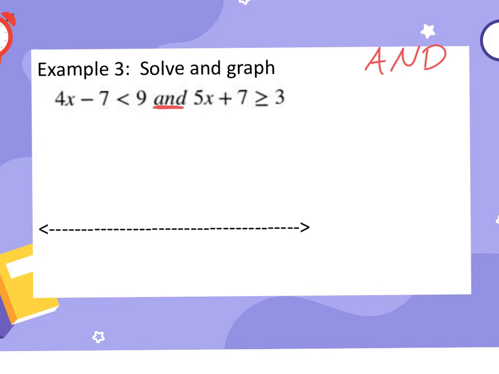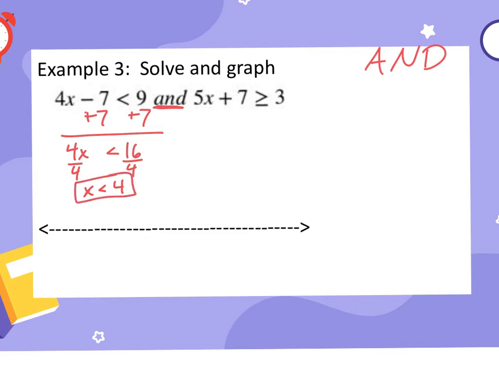So we'll solve both sides. The first one, first step, add 7. We end up with 4x is less than 9 plus 7, which is 16. Then do what on both sides? Divide. X is less than 4. It's going to be your answer.